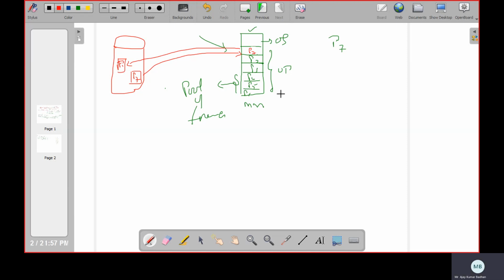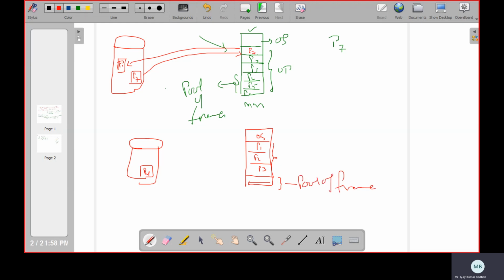Whereas in page pool buffering, we will keep empty spaces. Let me draw it again once. This is your operating system. We have P1 here, P2, P3, and these frames are empty. Now from the backing store, I need to get a new page, P4. Forget about the fact that right now the system is full. We have kept these as a pool of frames. These are not allocated directly. Only these are the frames which are utilized in real time.